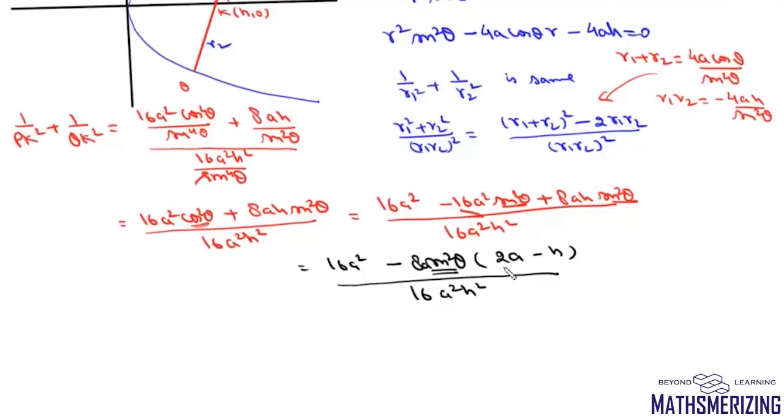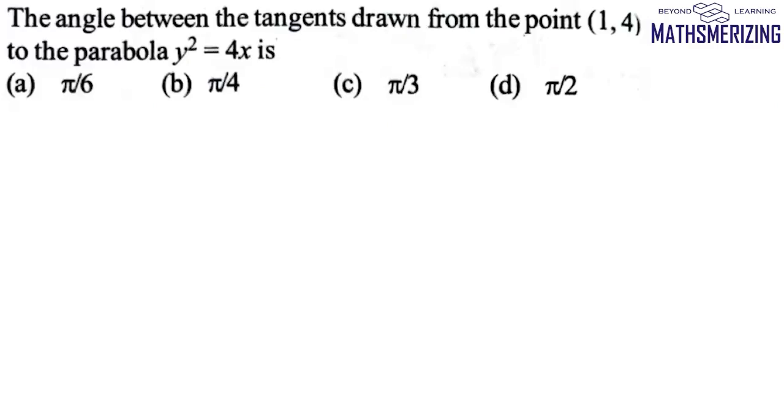So it will be independent of theta when 2a minus h is 0. So from here we'll say the value of h should be 2a. So this fixed point k should be at (2a, 0). Now we'll discuss some questions on tangent to a parabola.